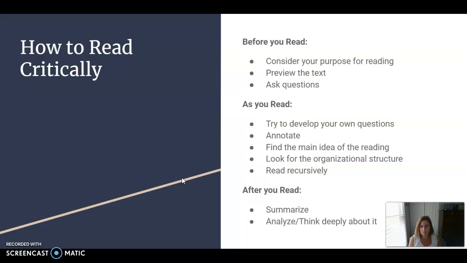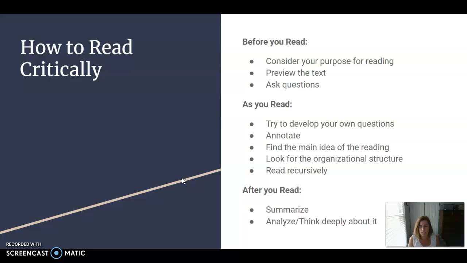Then as you read, keep thinking about questions. What ideas is the text raising in your own head? Annotate. We'll talk a little bit about what that is in just a minute. Think about what the main idea of that reading is and how the author is supporting their main idea. That's the organizational structure. And reading recursively means that sometimes you're going to need to go back and reread areas.